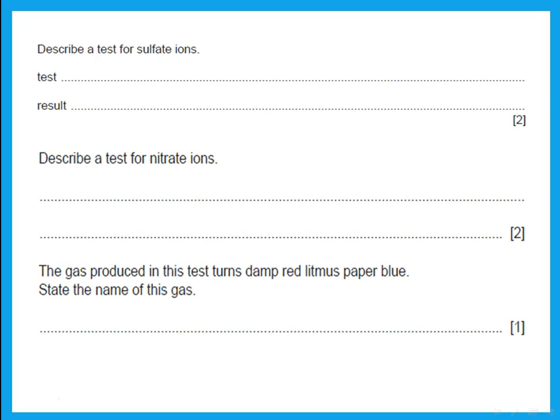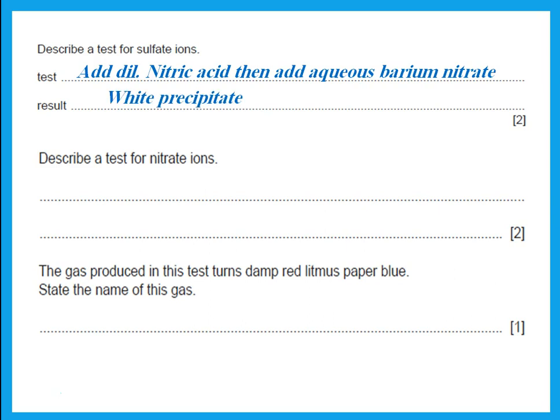Now, this is a test for sulfate. What was the test for sulfate? We said the test for sulfate is add dilute nitric acid and aqueous barium nitrate, or we said hydrochloric acid and barium chloride. If we have sulfate, what do we get? We get a white precipitate. Remember, by the way, that you have to write the word precipitate out. You don't write any short form of the word precipitate. So you need to learn the spelling.